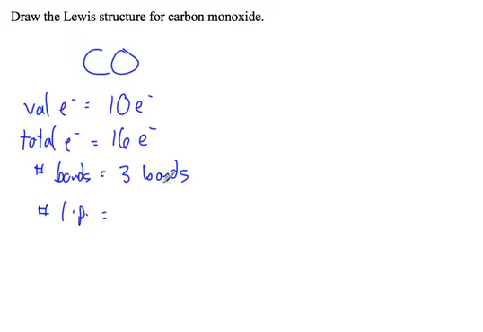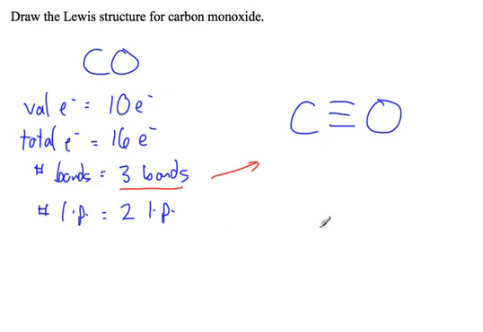So valence electrons minus bonding electrons gives us non-bonding electrons. So 10 minus 6 is 4, divided by 2 to give us lone pairs, 2 lone pairs. Now we can draw it. Carbon is bonded to oxygen, obviously, but we calculated 3 bonds. So since those are the only 2 atoms, that must be a triple bond. We calculated 2 lone pairs.